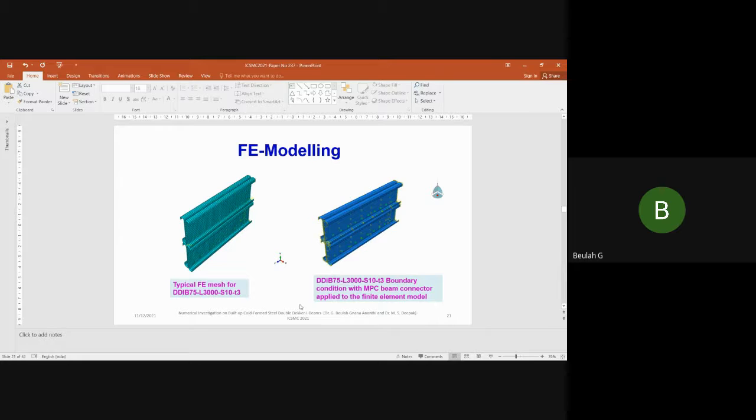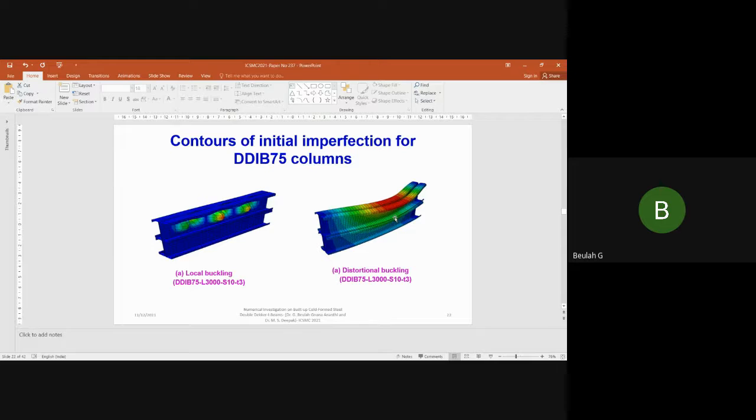So here in this finite element modeling, you can see for length 3000, the meshing pattern for the 3 mm thickness for this double decker I-beam sections, and here the boundary conditions in which the multiple MPC constraint was used on either end, both the left and the right side ends of the beam sections. So here, this is the buckling analysis for the 3000 length. The local buckling is shown here, and this is the distortional buckling for the same geometrical cross sections.